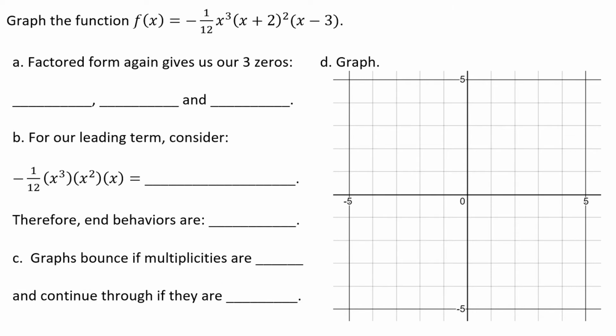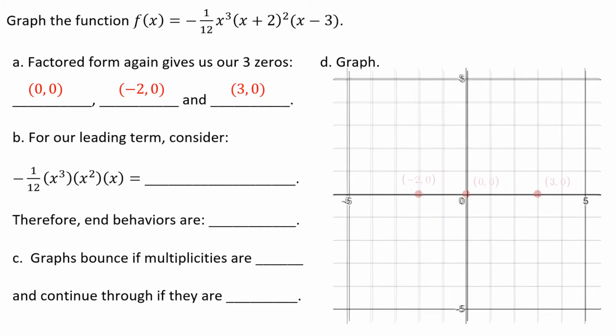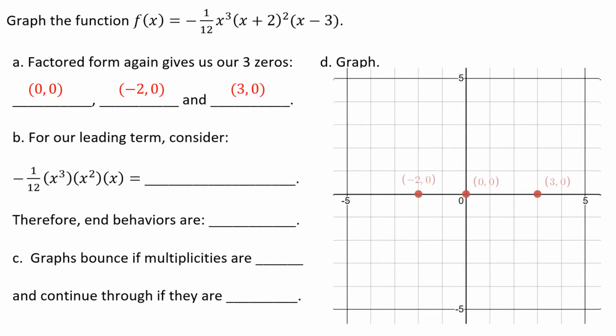Now let's try to graph a second function where f of x equals -1/12 times x cubed times (x plus 2) squared times (x minus 3). Again, we're in factored form, so we can tell where our zeros are rather quickly. That x cubed leads us to the origin, x plus 2 leads us to (-2, 0), and (3, 0) comes from x minus 3. So we can label those 3 zeros on our x-axis.